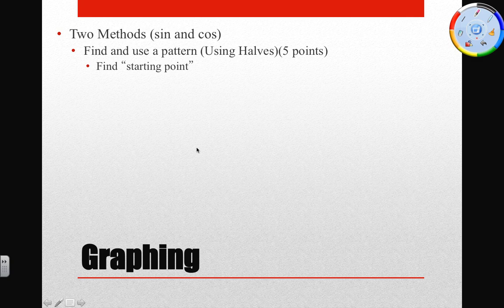We also use the vertical shift. If we had sine normally starting at 0, 0, but I said there's a phase shift of pi fourths to the right, and 3 up, I'd change this 0 to a 3. Okay, so that's a starting point.